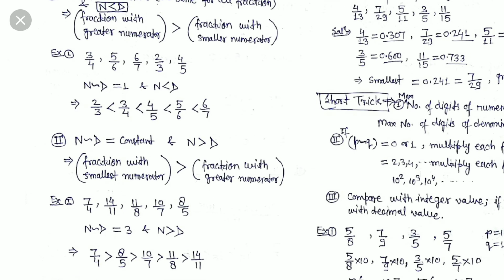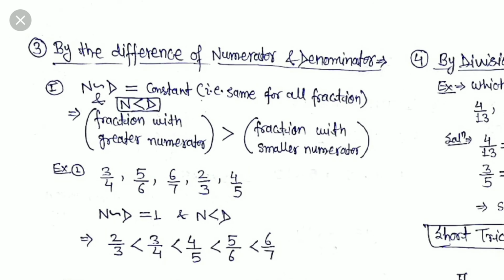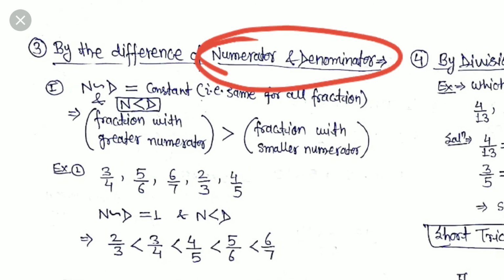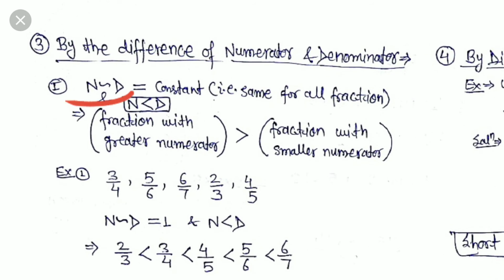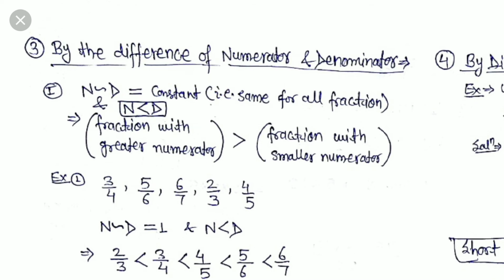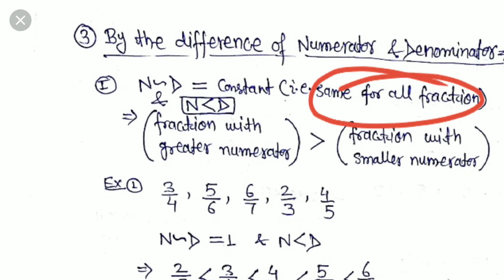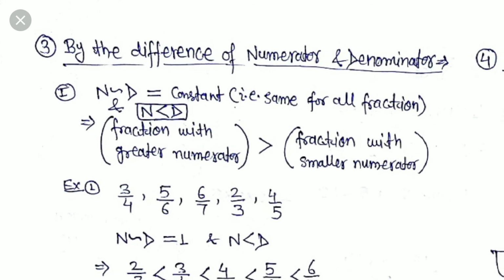Now the next, the third one, is by the difference of numerator and denominator. For this we have to focus only on two things. The difference of numerator and denominator should be constant, that is, it is the same for all fractions. If you take the difference, it should be fixed for all. And the first condition is when the numerator is less than the denominator, and the second condition is when the numerator is greater than the denominator. Here, when the numerator is less than the denominator and the difference is constant, then the fraction having the greater numerator will be greater than the fraction having the smaller numerator.